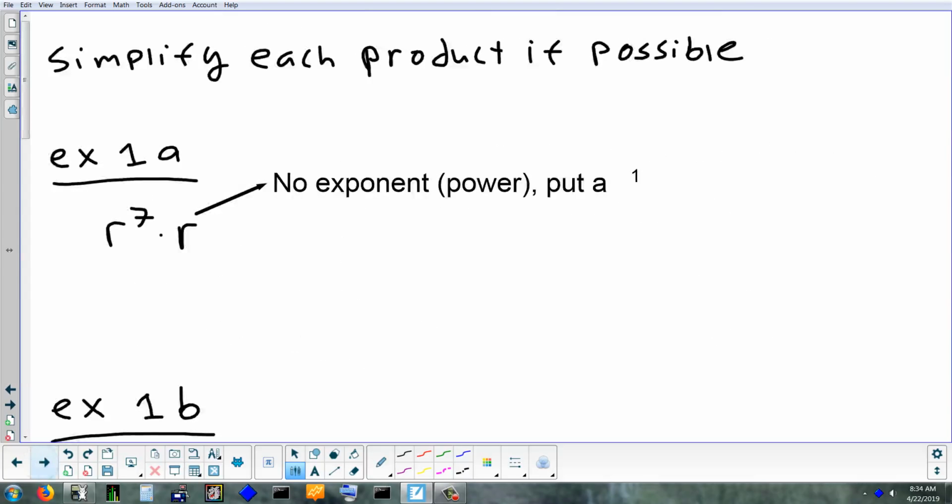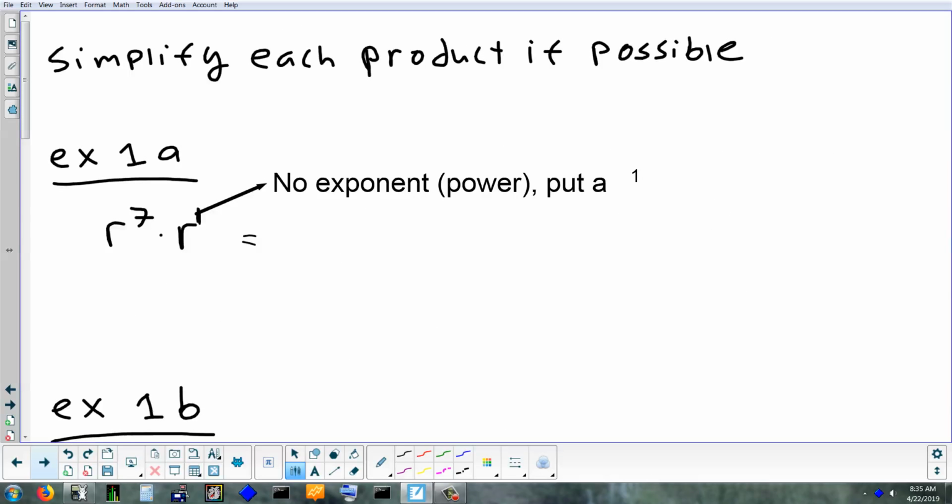Okay, so first example. R to the 7th times R. We've already told you, but we're not going to tell you this on problems from now on: if you don't see an exponent, just put a 1. That 1 is important because it's going to be part of the final answer. Okay, so first question. Simplify if possible. Can this be simplified? On your notes, you should be writing this under example 1A.